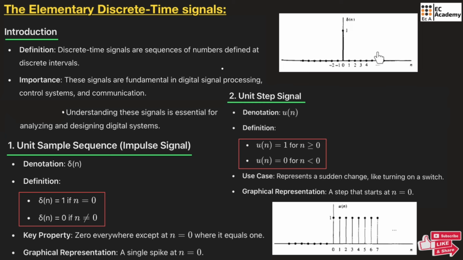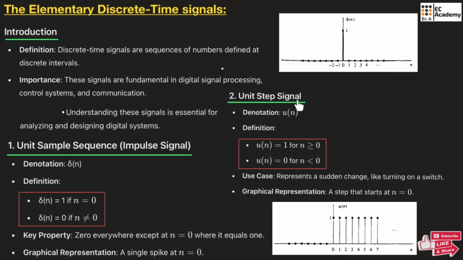So, this is represented in this diagram. As you can observe, delta of n is 1 for n is equal to 0. For other values of n, this signal has the value 0. So, this signal is available only for n is equal to 0, and it is 0 everywhere except n is equal to 0. At n is equal to 0, it has the value 1. So, graphically, we represent the signal as a spike at n is equal to 0, which has the value 1, as you can observe in this diagram.